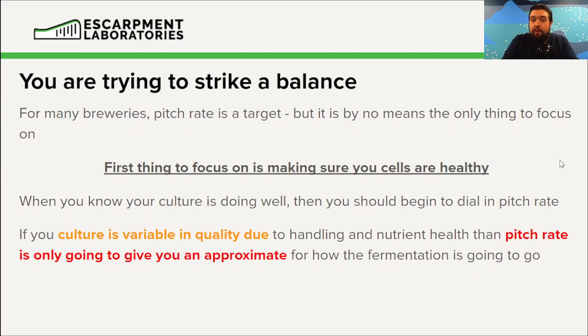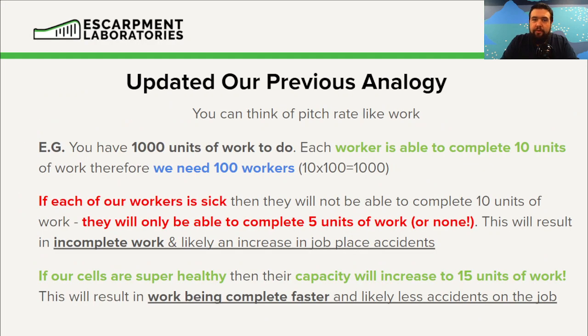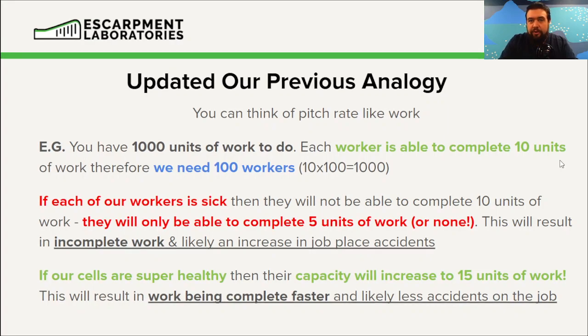We need to make sure that we focus on the yeast cells being happy and healthy first, and then we can dial in pitch rate. We see a lot of breweries switch this around. So to update our analogy we used earlier, from Yeast Basics 1, the original analogy being if we have 1,000 units of work to do, and each worker is able to complete 10 units of work, therefore we need 100 workers.